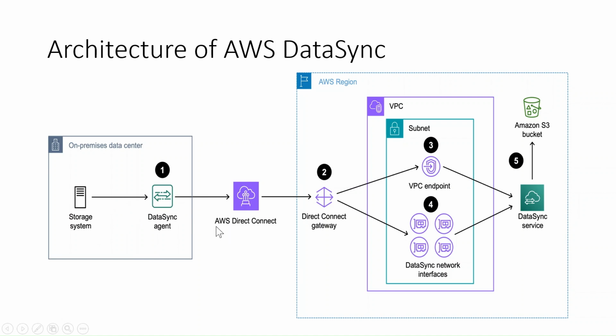So this is the AWS Direct Connect. So it is a dedicated network connection between your on-premises data center and AWS. So this will ensure a secure, high-speed and reliable data transfer path.